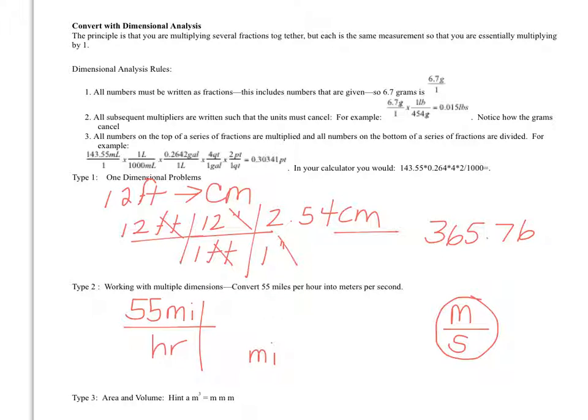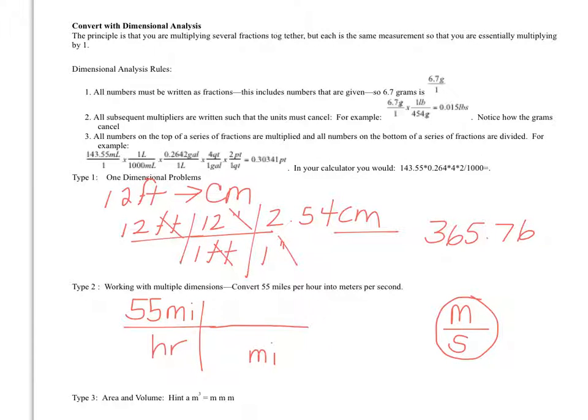Do you want to do one together? All right, so what do you want to start with, miles or hours? You tell me. Miles? Okay. So what is a conversion factor that we can use from your sheet with miles? 5,280 feet. No, we need something, but we don't have feet here.